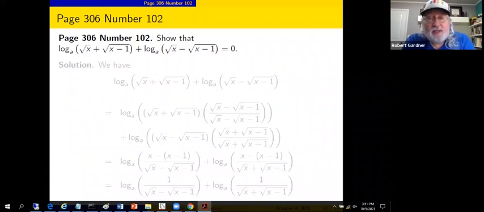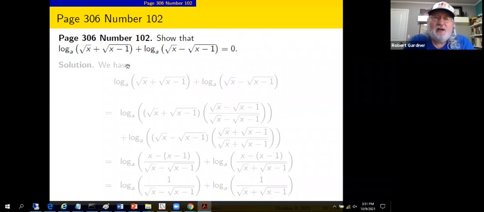And one final example, show log base A. This is just an illustration of log properties. Log base A of square root of x plus square root of x minus 1 plus log base A of square root of x minus square root of x minus 1 equals 0. So establish this equality. We'll start with this expression and manipulate it till we get 0.